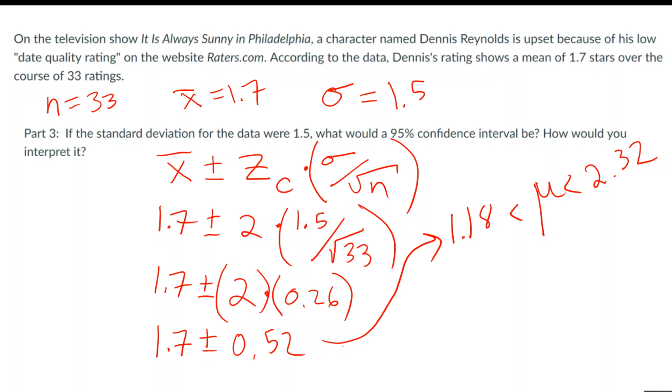So we're 95% confident that his true average rating is between 1.18 and 2.32 stars.